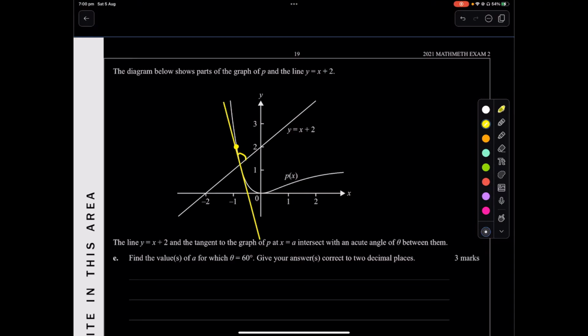So let's say this is your 60. Let's say that was 60 degrees. It means that to find that value, I know that the gradient of this line is 1, so the angle here is 45 degrees. So that's 45, and that angle over there is 60. And that angle over there.